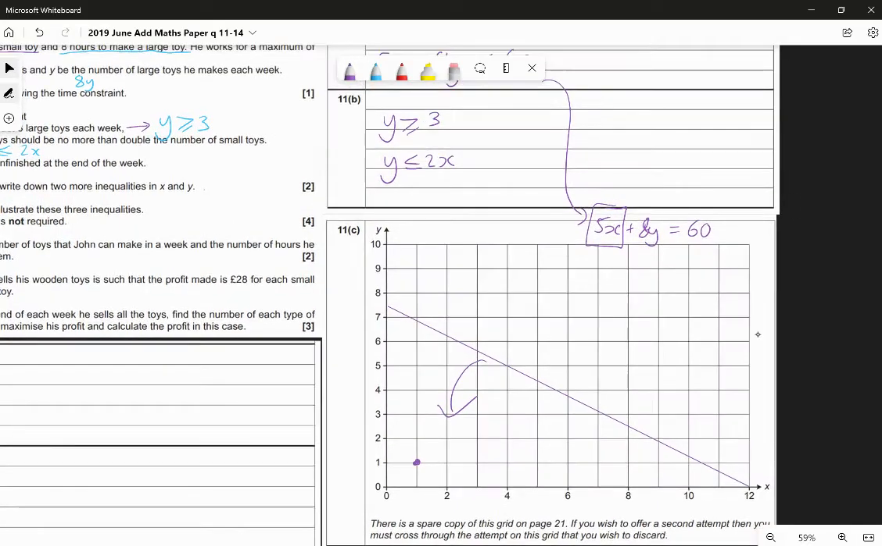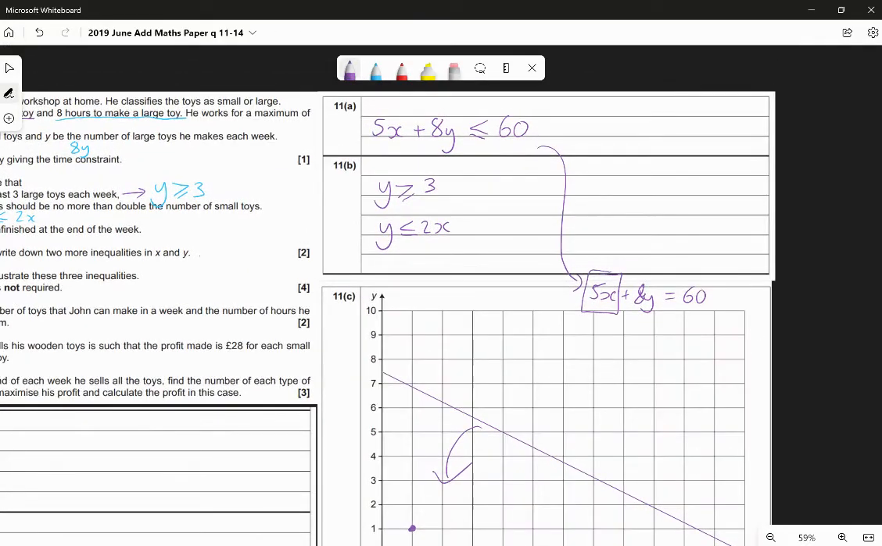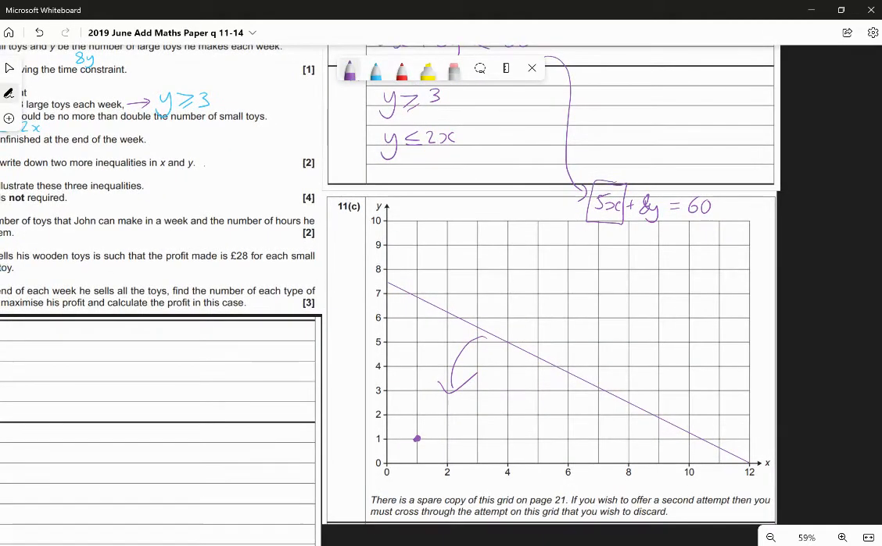So x is 1 and y is 1. If x is 1, 5x's will be 5. If y is 1, 8y's will be 8. Is 5 plus 8 less than or equal to 60? Yes, it is. Okay, so we do want that coordinate 1, 1. So we do want this side of the line. So what we don't want is we don't want everything on the other side of the line. So we don't want that part of the graph. So I'm shading that because I'm shading what I do not require.